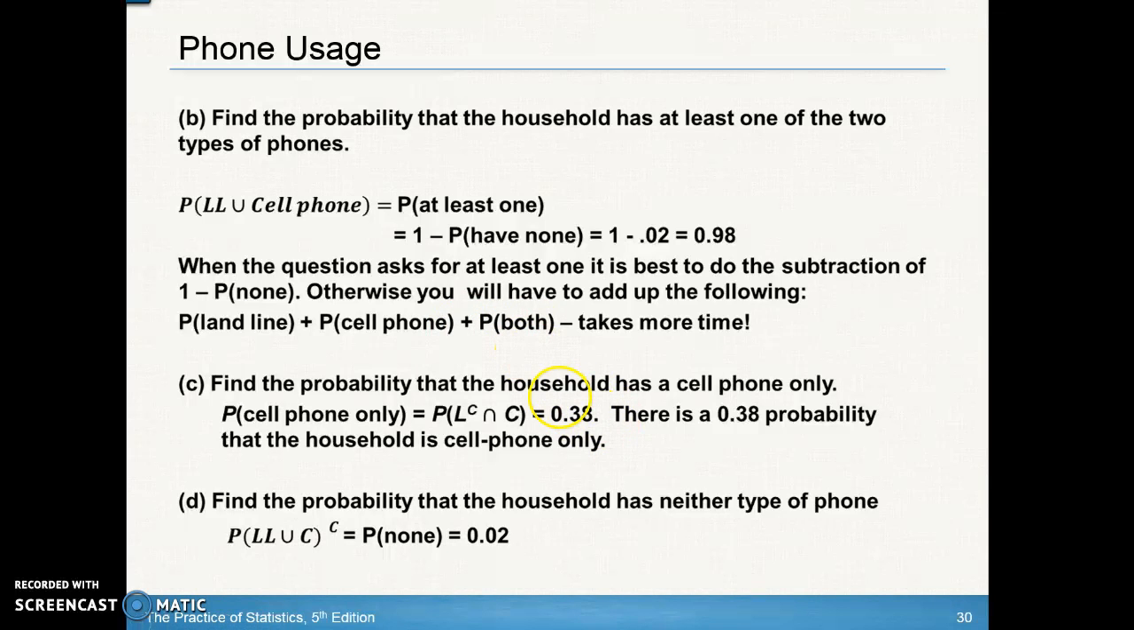Find the probability that they have a cell phone only. So that's in the portion of the Venn diagram that has no intersection, okay, and that's 0.38. And like I said, once you have your Venn diagram, it's really easy just to see and pick out your answers. Find the probability that the household has neither type, 0.02. We already decided that was everything outside the Venn diagram.